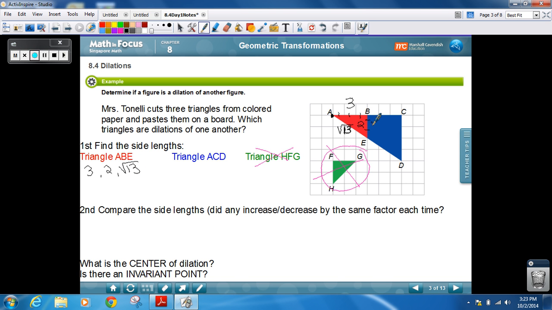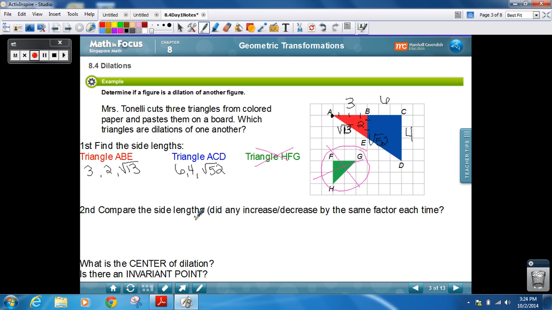Now I figure out the side lengths of my second triangle. Across the top is 3, 4, 5, 6. Then 1, 2, 3, 4 down. 6 squared plus 4 squared is the square root of 52. So my three lengths here are 6, 4, and square root of 52.